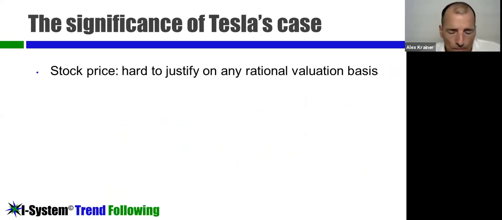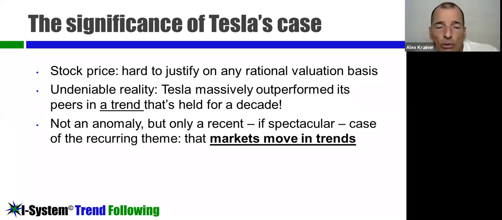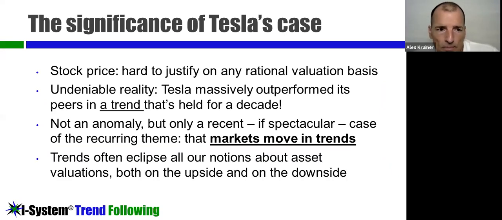Basically, there have been narratives woven about the stock price of Tesla. The expert class always has something to say about this, but it's very hard to justify Tesla's stock price on any rational valuation basis. But the undeniable reality is that Tesla massively outperformed its peers, and that was a trend that held for a whole decade. This is not actually an anomaly, but only a recent, if spectacular, case of the recurring theme that markets move in trends.